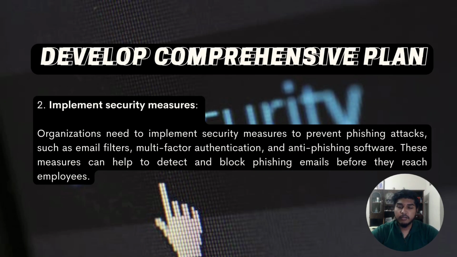So the second plan will be to implement security measures. Organizations need to implement security measures to prevent phishing attacks such as email filters, multi-factor authentication, and anti-phishing software. These measures can help to detect and block phishing emails before they reach employees. These security measures are basically security control strengthening, which may include regular patch management, network segmentation, multi-factor authentication, and intrusion detection systems. Also conduct regular vulnerability assessments and penetration tests to proactively identify weaknesses.